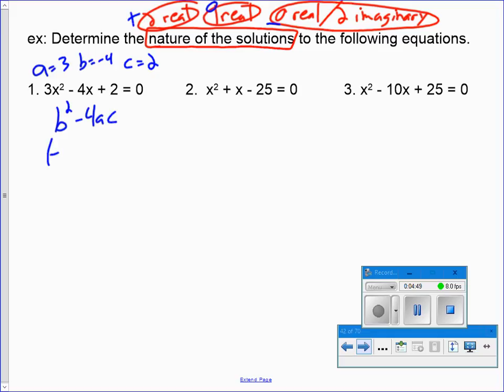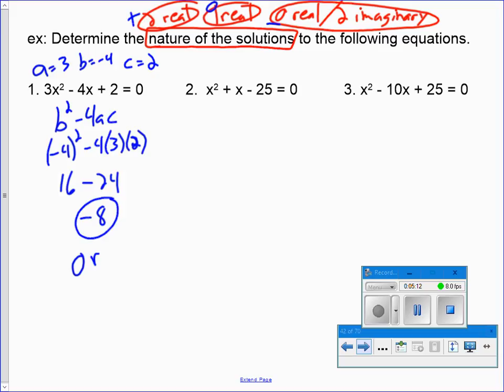So b is negative 4, so I plug in negative 4 squared minus 4 times a is 3, times c is 2. That's going to be 16 minus 24. So that's going to be negative 8. Alright, since this is a negative number, there's going to be no real solutions. Or it's the same thing as saying two imaginary solutions.